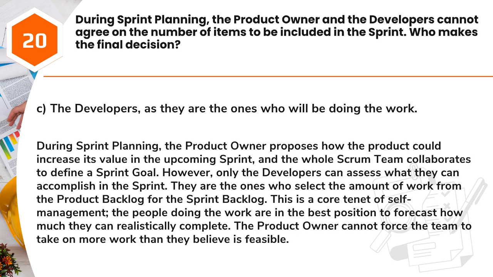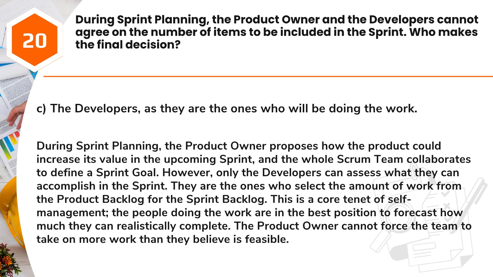Answer: C. The developers, as they are the ones who will be doing the work. During sprint planning, the product owner proposes how the product could increase its value in the upcoming sprint, and the whole Scrum team collaborates to define a sprint goal. However, only the developers can assess what they can accomplish in the sprint. They are the ones who select the amount of work from the product backlog for the sprint backlog.